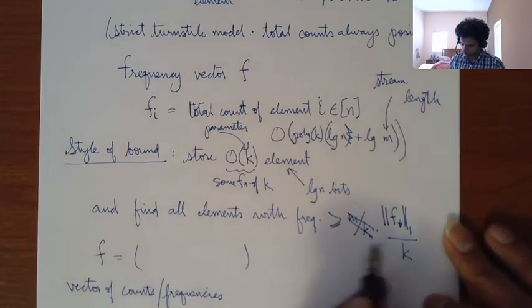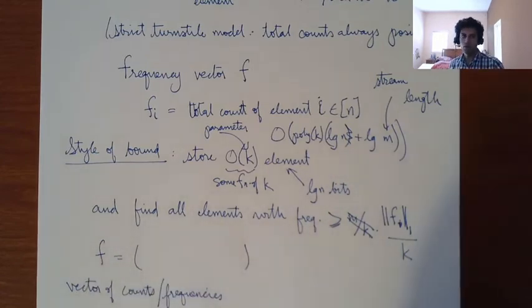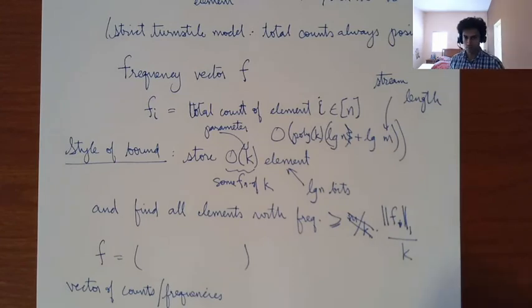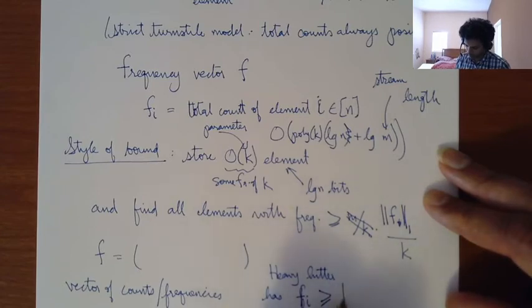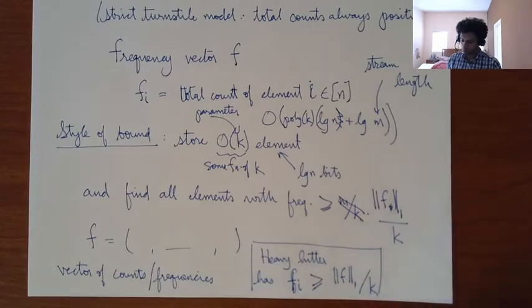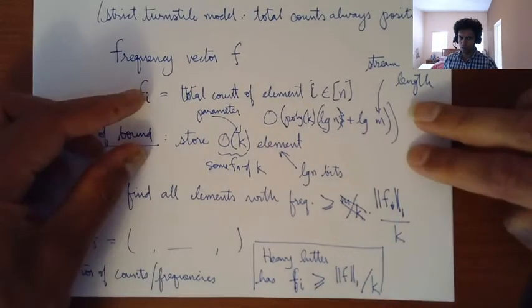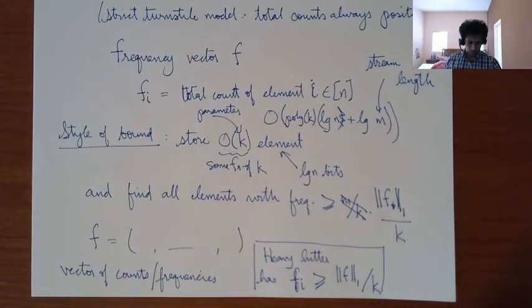A heavy hitter is everything whose count is at least 1 over k times the total, and you want to find all the heavy hitters. So a heavy hitter has f of i being at least the total divided by k, and you want to find all the heavy hitters in this stream, in the streaming setting. Does the problem make sense? This is the kind of bound that I'm hoping to get.